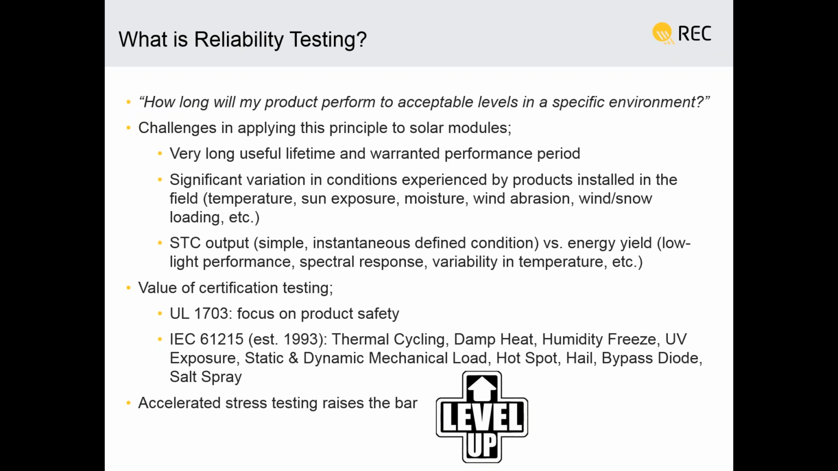These are things like thermal cycling, damp heat, humidity freeze, UV exposure, static and dynamic mechanical load, hotspot, hail, bypass diode, how well is that particular component working, salt spray. We won't go into the definitions just yet of those things. Some of them may seem to be quite obvious, other ones less so. We'll unpack that as we go further, but the essential element as a baseline is that the industry for a long time has understood that these things are important, but the IEC 61215 certification itself has become a relatively low bar.